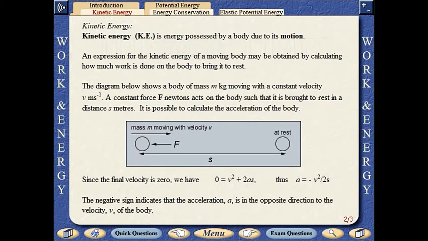Kinetic energy is energy possessed by a body due to its motion. An expression for the kinetic energy of a moving body may be obtained by calculating how much work is done on the body to bring it to rest. The diagram below shows a body of mass m kilograms moving with a constant velocity v meters per second. A constant force, F newtons, acts on the body such that it is brought to rest in a distance s meters. It is possible to calculate the acceleration of the body. The negative sign indicates that the acceleration is in the opposite direction to the velocity of the body.